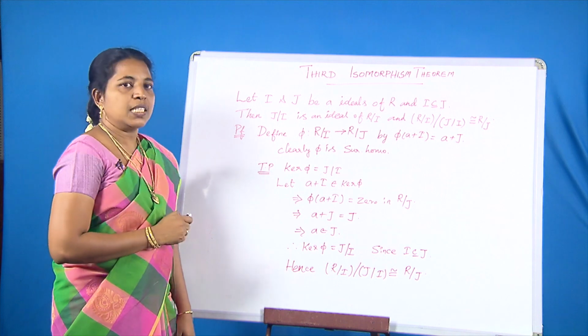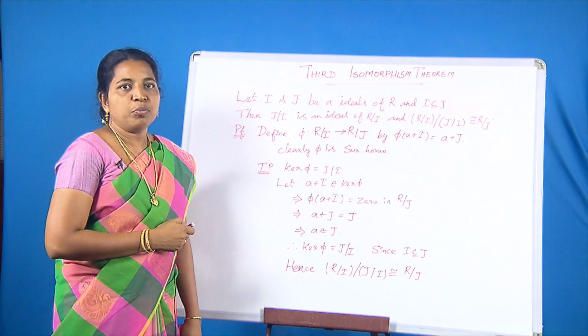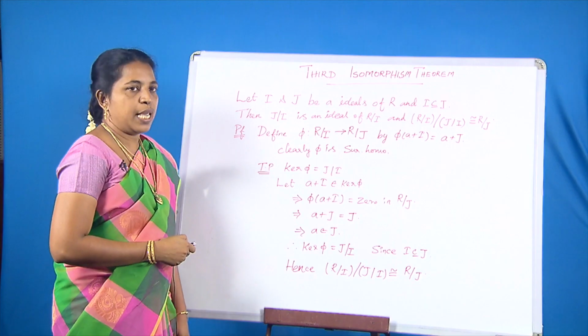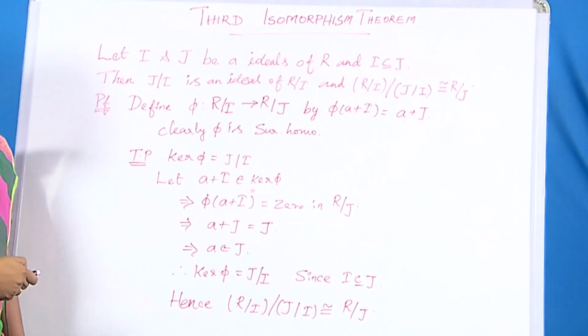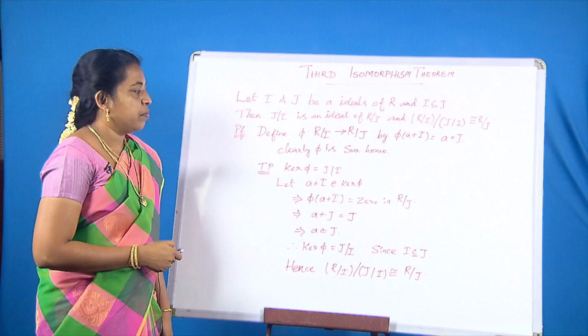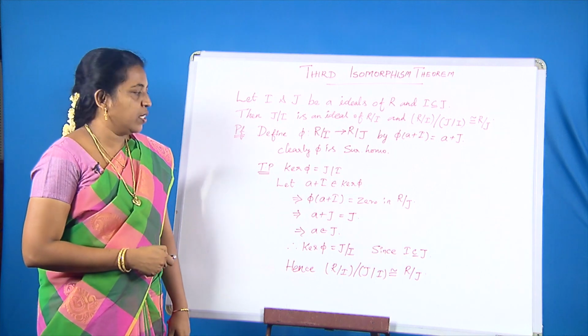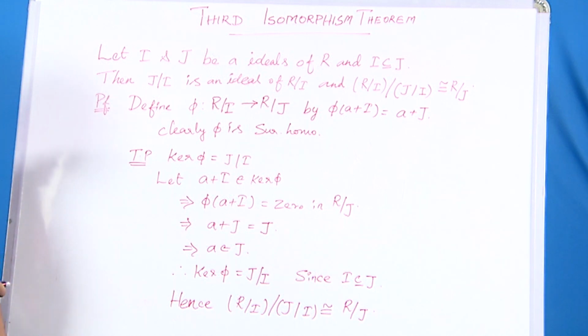Now, by using the first isomorphism theorem, domain by kernel is isomorphic to codomain. So, as in the previous theorem, we can verify that kernel of phi equals J by I. We take one element, let a plus I belong to kernel of phi. By the definition of kernel of phi, we have phi of a plus I equals 0 in R by J. The 0 element in R by J is J.